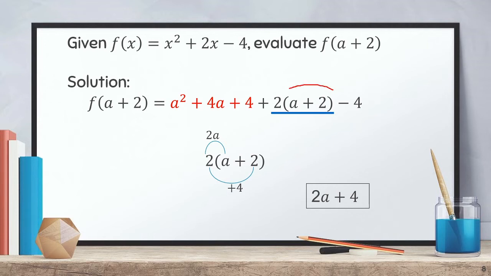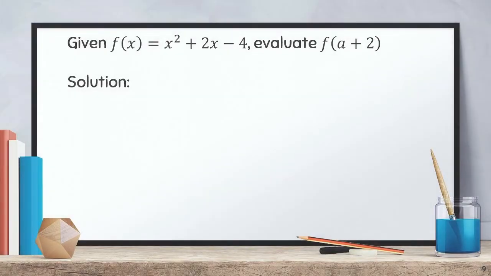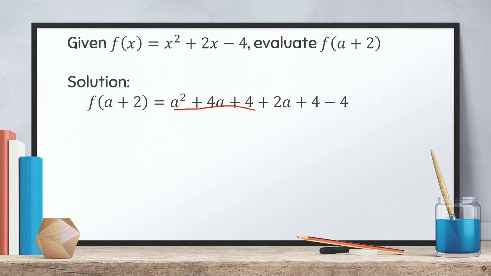So we're going to replace this term with this. So we have a squared plus 4a plus 4, which is what we got earlier. And then what we got from the second, 2a plus 4. And then what we're going to do is combine similar terms. We will simplify all of those terms. So let me erase first. Okay, let's begin.